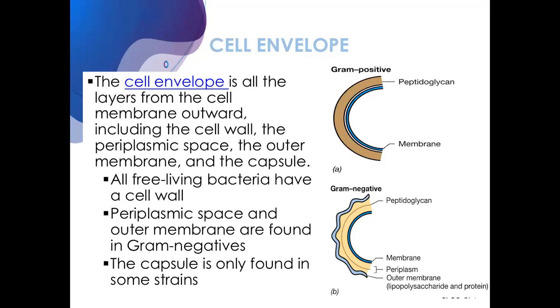All free living bacteria have a cell wall. These are the important things that you should note. By the way, can you see my cursor? I'm moving it. Sometimes I'm using it to direct you when I'm reading. So periplasmic space and outer membrane are found in gram-negative bacteria, and the capsule is only found in some strains. There are specific strains that are capable of producing capsules.